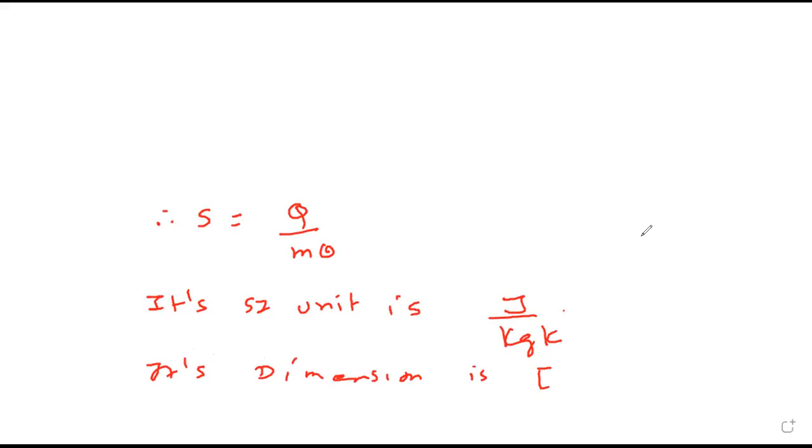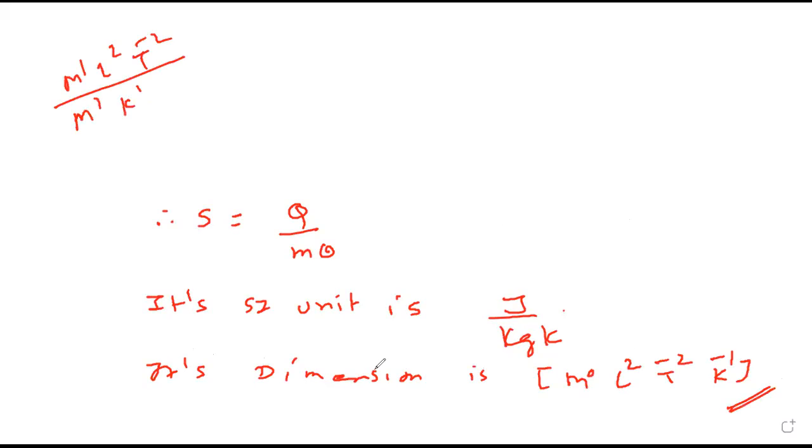Dimension? Joule means M1, L2, T minus 2, correct? Joule means energy, energy means work. Upon kg is M1, Kelvin K1. So can I say M0, L2, T minus 2, K minus 1? Yes, sir. Right. Three more lines, write down.